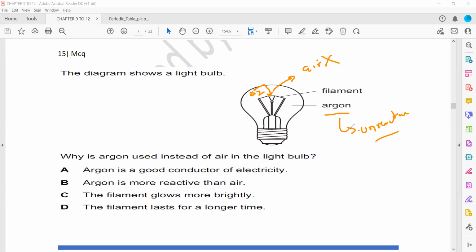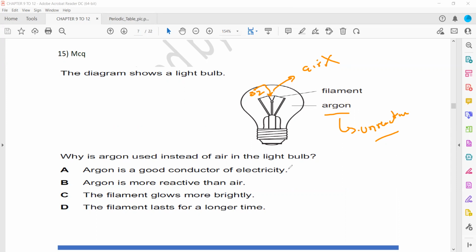So why don't we use air, why do we use argon? Because argon does not react. So if argon does not react, what is the advantage? This filament, which is made of the metal tungsten, can last for a longer period of time. Like it will remain there for a very long time.